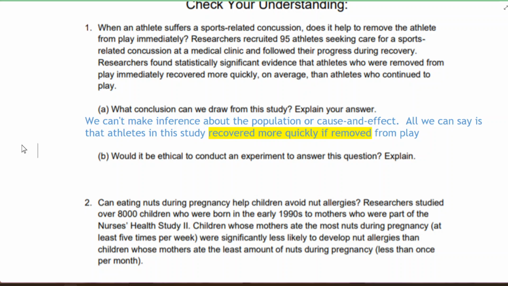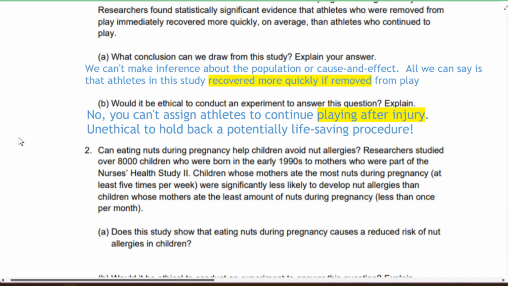Okay. I touched on letter B. Would it be ethical to conduct an experiment? I don't think it is. Like I said before, it's unethical to hold back a potentially life-saving procedure. I don't think there's a whole lot more to say to that. So let's just move on to this.